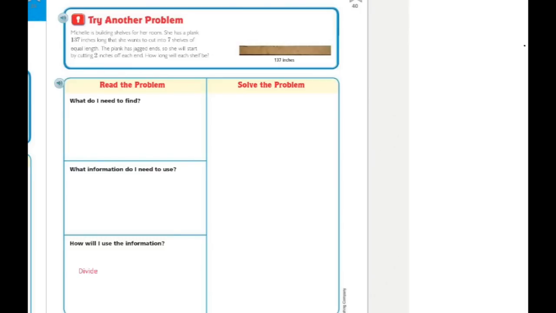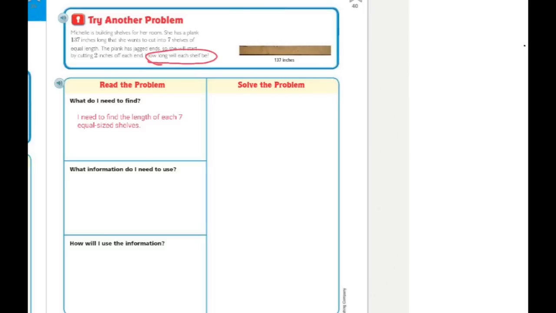Okay, Michelle is building a shelf for her room. She has a plank 137 inches long that she wants to cut into 7 shelves of equal length. The plank has jagged ends, so she will start by cutting 2 inches off the end. How long will each shelf be? Well, first of all, the first thing I need to find is the length of each of the 7 equal shelves, because the question is, how long will each shelf be?